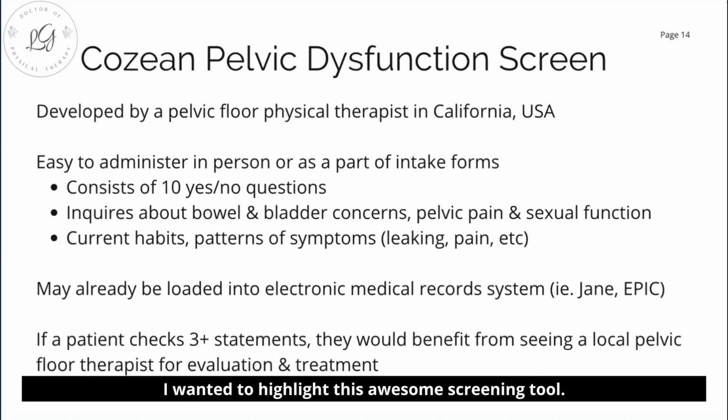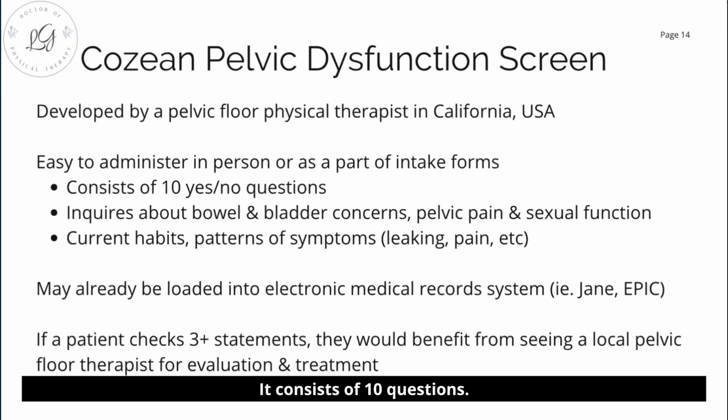I wanted to highlight this awesome screening tool. This is called the Cozine Pelvic Dysfunction Screen. It was developed by a pelvic PT in California. It's very easy to administer depending on your EMR system. It may already exist as a template. My clinic uses Jane, and this was already accessible to me, so I've just added it into my templates, and I send this to people before their session.